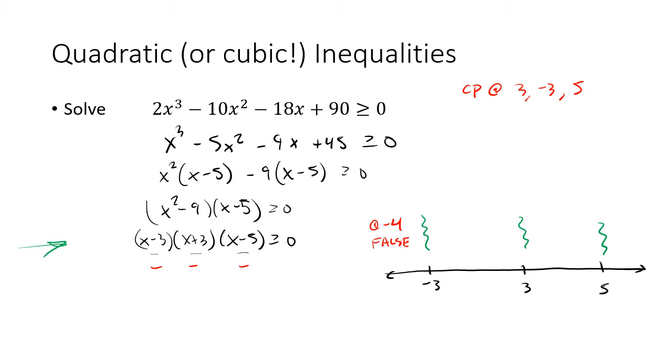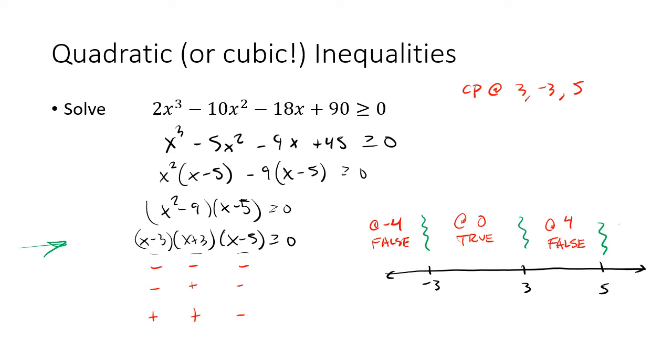If I plug in 0 here, 0 will be negative, positive, negative. Negative times a positive is a negative, times a negative is a positive. Positive number will be greater than 0, so that's going to be true. Let's plug in like 4 for this one. 4 would be a positive, right? 4 minus 3 is positive. We have positive and negative. Positive times positive is a positive, times a negative is a negative. That's going to be false, because negative numbers are not greater than 0.